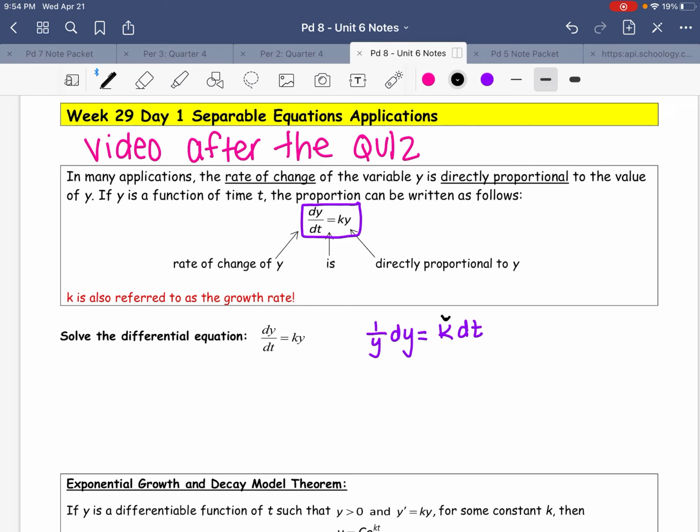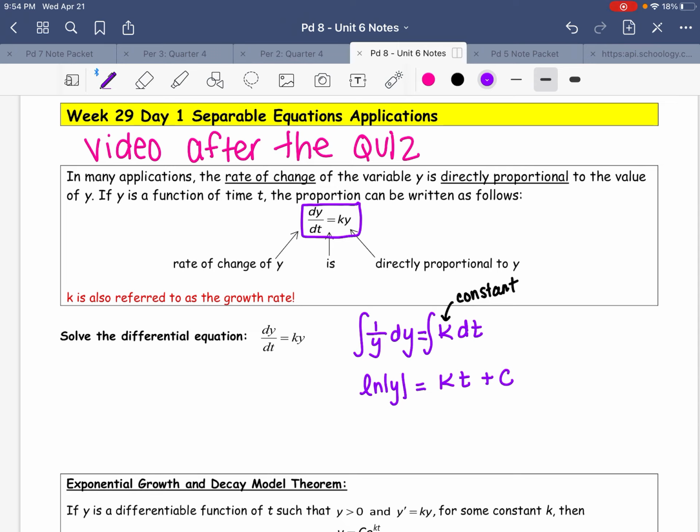Keep in mind that k is a constant. It's just a number when I integrate. So now I've separated, now I'm going to integrate. So on the left-hand side, the antiderivative of 1 over y is the natural log of the absolute value of y. Over on the right side, the antiderivative of k with respect to t is kt plus c.